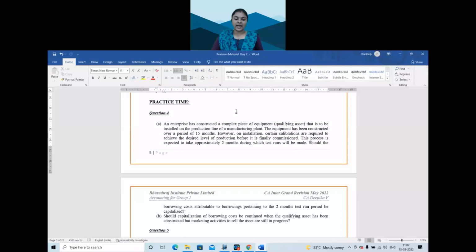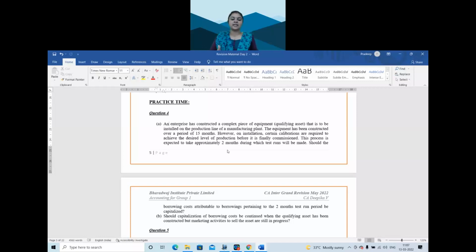An enterprise has constructed a complex piece of equipment, qualifying asset, that is to be installed on the production line of a manufacturing plant. The equipment has been constructed over a period of 15 months. However, on installation, certain calibrations are required to achieve the desired level of production before it is finally commissioned. This process is approximately expected to take 2 months, during which test runs are made. Should the borrowing costs attributable to the borrowings pertaining to the 2 months test run period be capitalized?